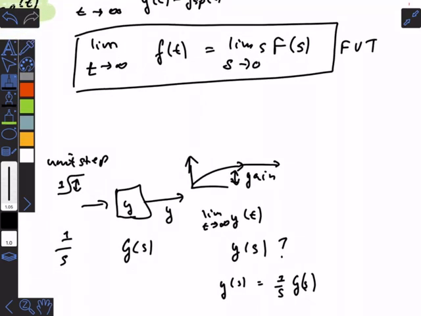The function that we're trying to find the final value of is y of s, which is 1 over s times g of s. What is the final value of 1 over s times g of s? I multiply by an s, which means the s's cancel out, and I end up just finding the limit of g of s as s goes to 0, which equals the gain of the transfer function.